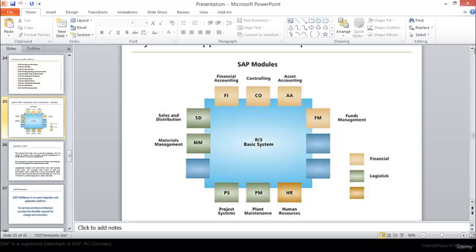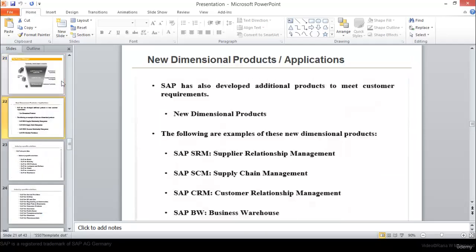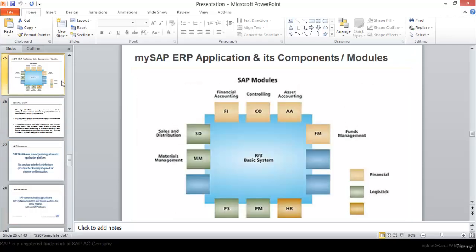Yesterday I showed you the products of my SAP ERP, new dimensional products, industry specific solutions, and today I'm telling you about the system which we are using, what is inside this system. My SAP ERP is the name of the software which is normally used by the companies, and which we will be using as well for our training.